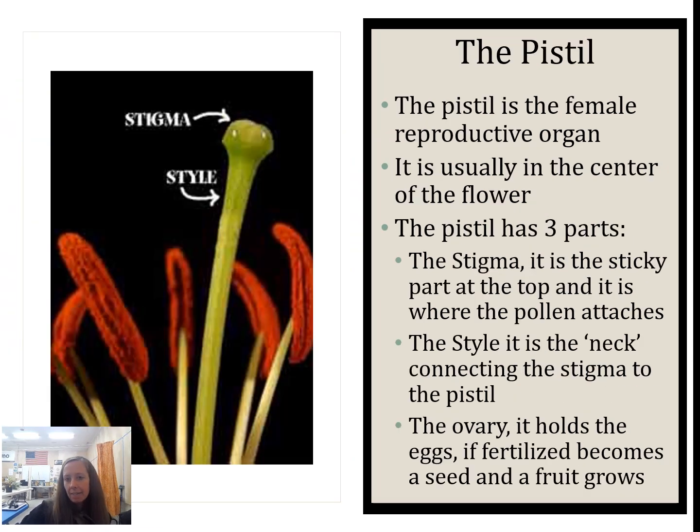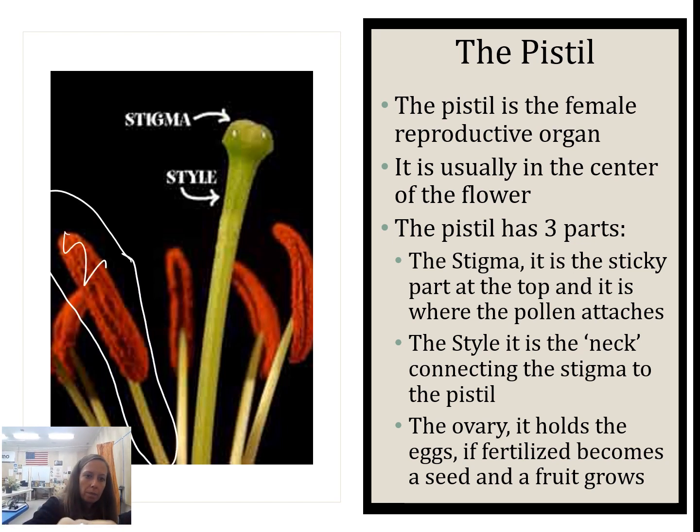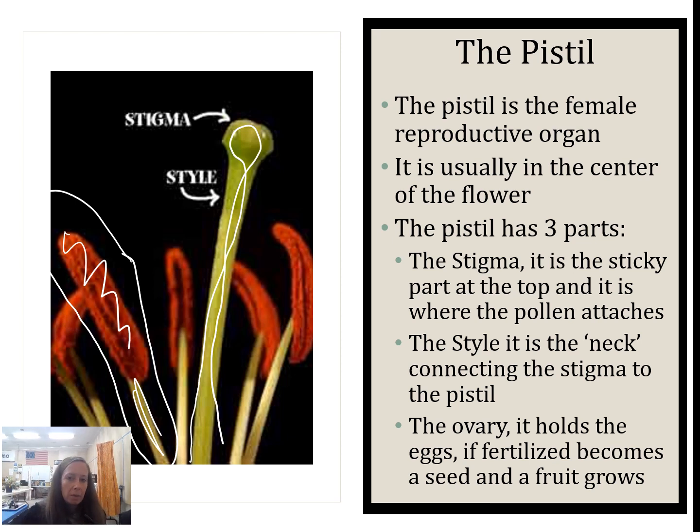The pistil is the female part. If we look at this picture, this plant has both, because right here there's my stamen, with the anther up top and then the filament right there. This is the pistil in this picture. This plant just happened to have both. The pistil is this center part right here. It's the female reproductive organ. It's usually in the center of a flower. Think of a lily. Those are the easiest ones to recognize.